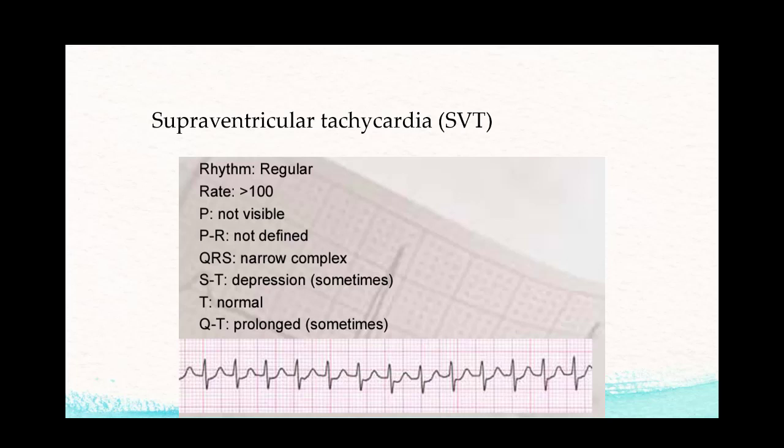You will have a narrow complex QRS and then a normal T wave. Sometimes you can't see a P wave, and the P wave is there, but it's buried because the rhythm is so fast that you don't actually have the time to be able to see the rhythm on the strip.